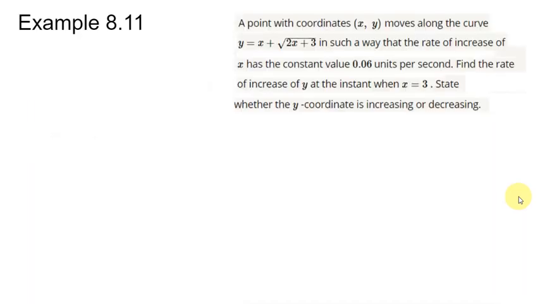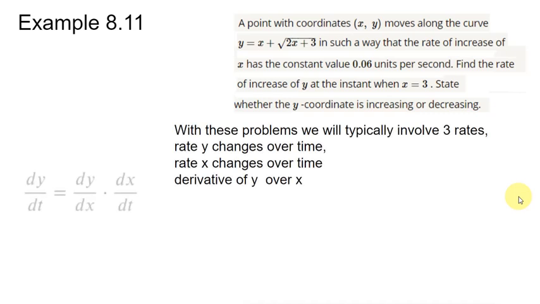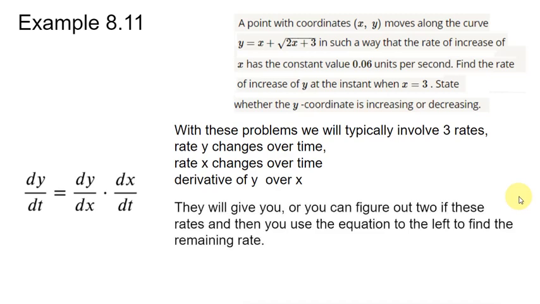In this problem, they say we've got a point, and it moves along the curve y equals x plus the square root of 2x plus 3, in such a way that the rate of increase of x is constant at a value of 0.06 units per second. Find the value of the increase.